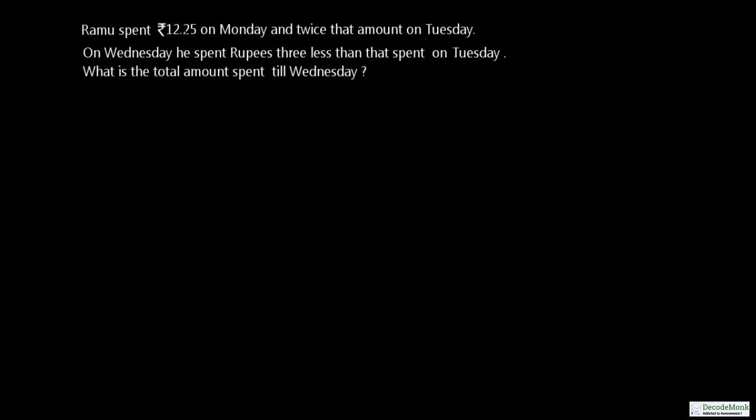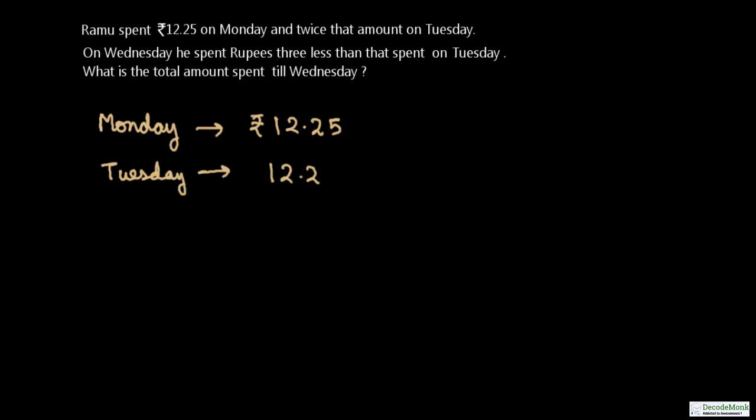Ramu spent rupees 12.25 on Monday. So on Monday, Ramu spent rupees 12.25, twice that amount on Tuesday. On Tuesday, he spent 12.25. Twice means it's to be multiplied by 2.